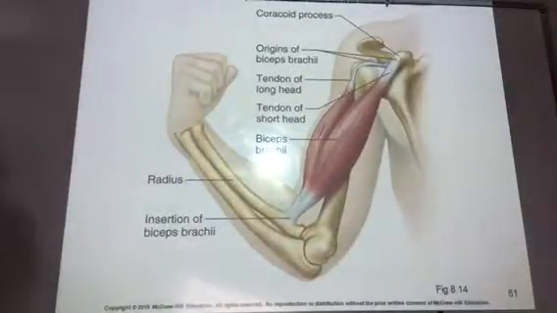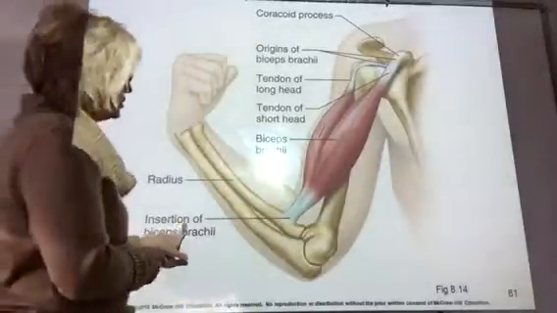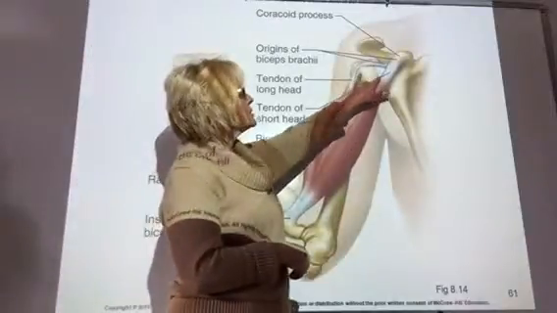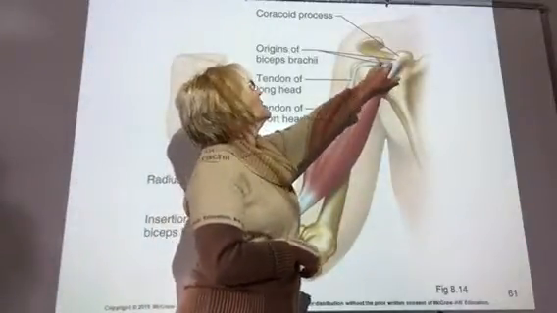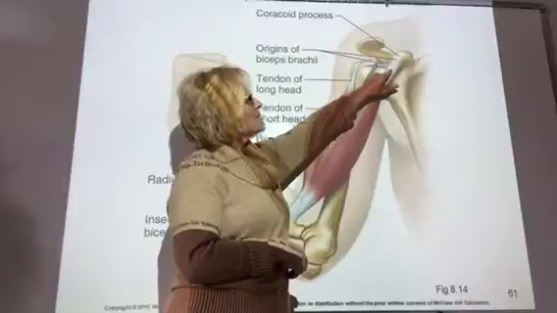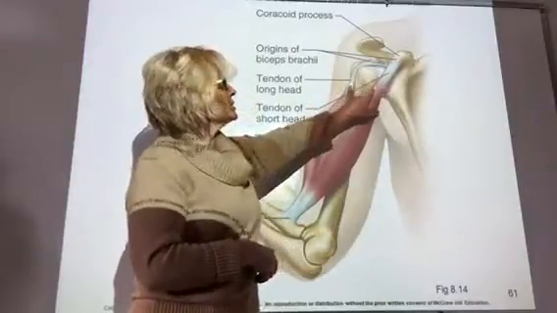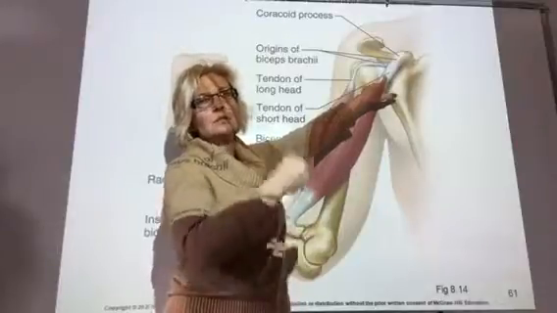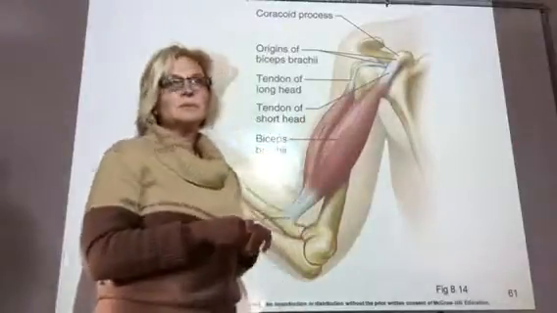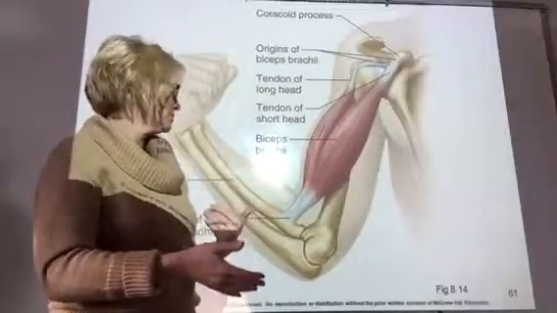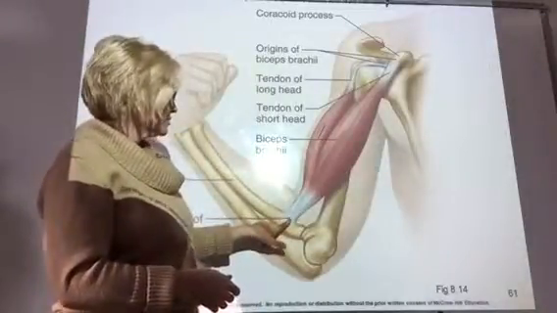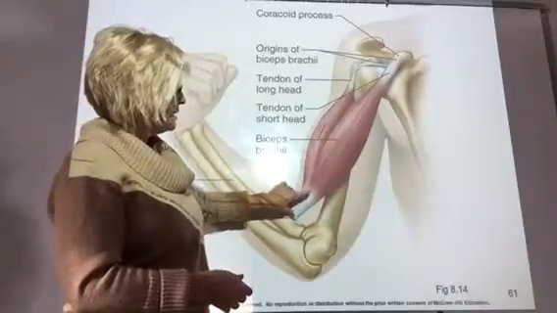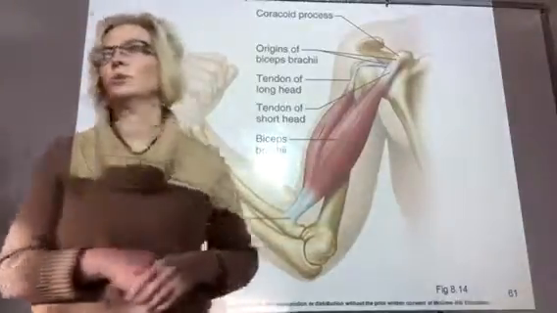Here, if you look at the insertion, so here is the biceps, the two heads. Origin is going to be up here. And notice here, the origin, there's more than one spot. Typically, your origin is going to become a tendon, and a tendon connects muscle to bone. Ligaments connect bone to bone. And then the same thing, the insertion is going to become a tendon that connects the muscle to the bone.